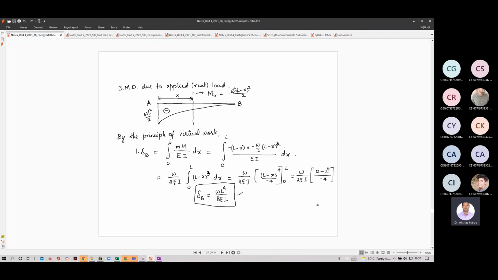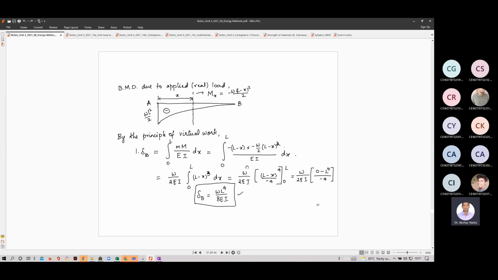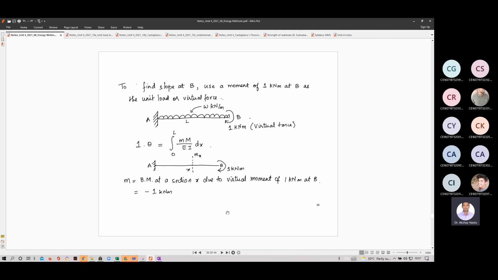Now the bending moment due to real load, this uniformly distributed load. So you get W into L minus X into L minus X by 2, so minus W L minus X whole square by 2. Now by the principle of virtual work, 1 into delta B is integral 0 to L small m capital M by EI. You substitute the expression for small m, the expression for capital M by EI, and you integrate, you get the same result WL power 4 by 8 EI, which we get by double integration. Okay, I have done this in class.